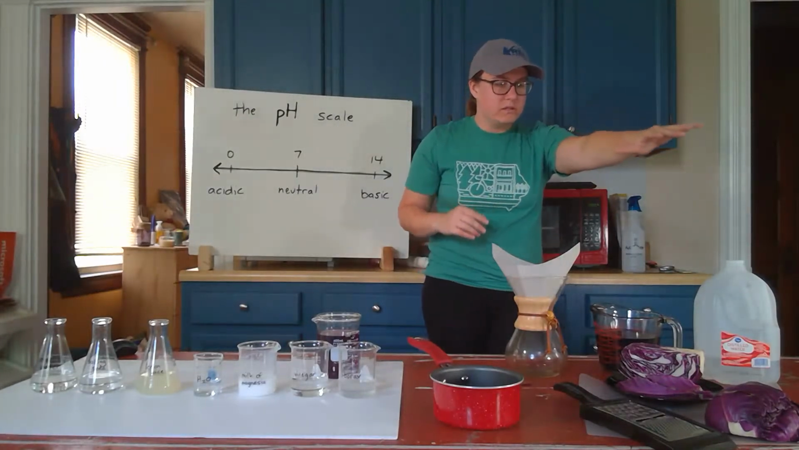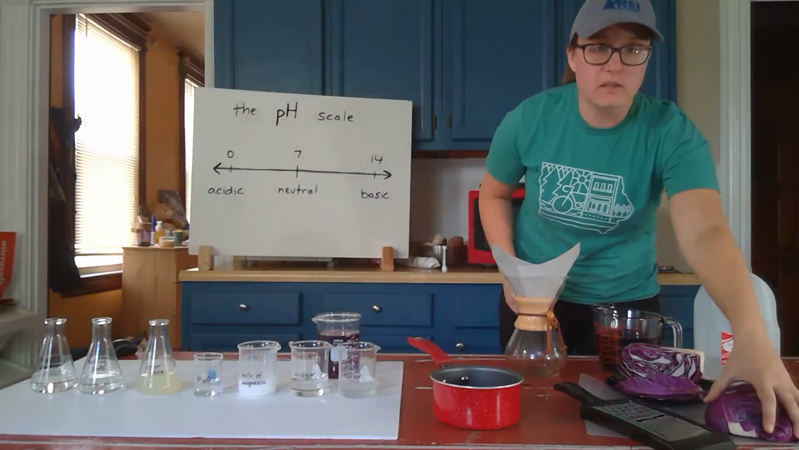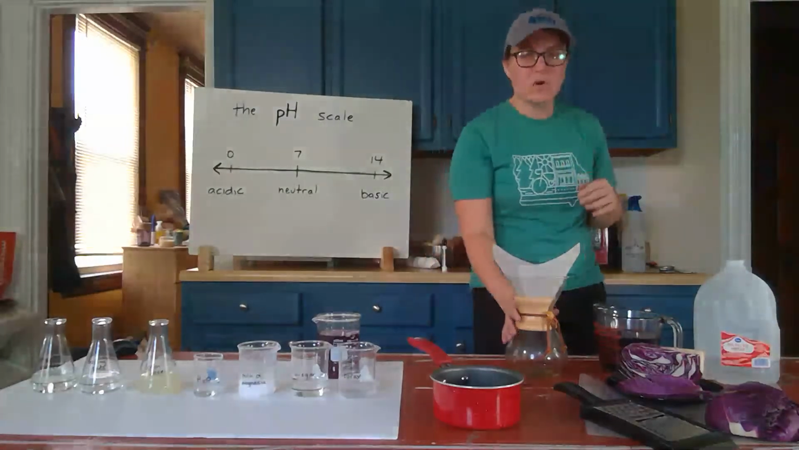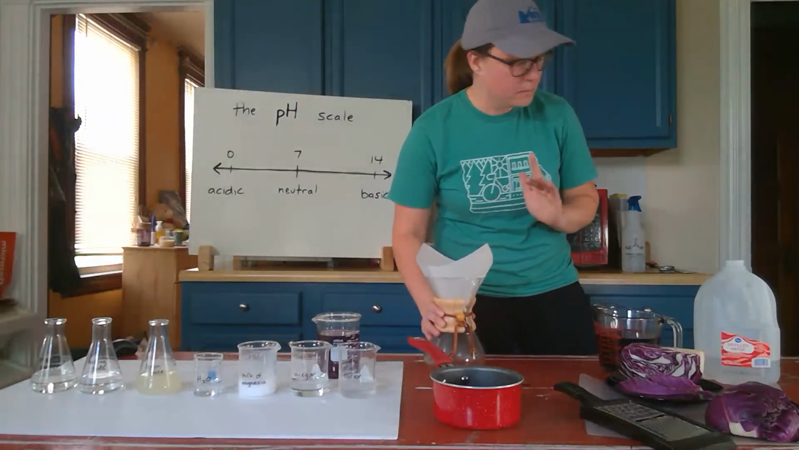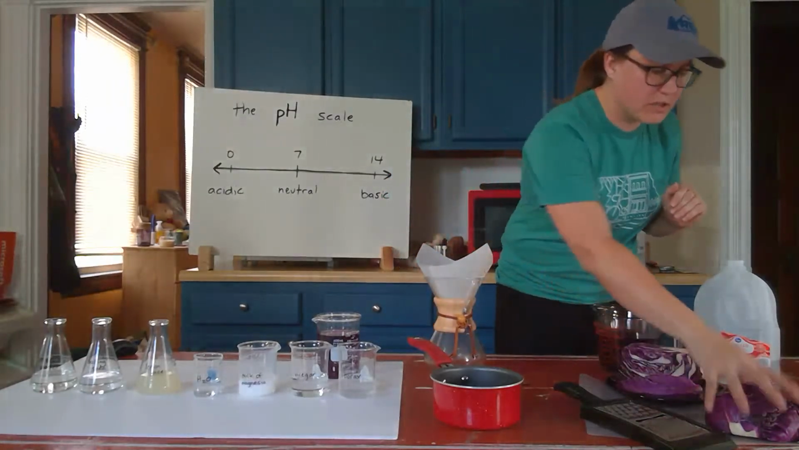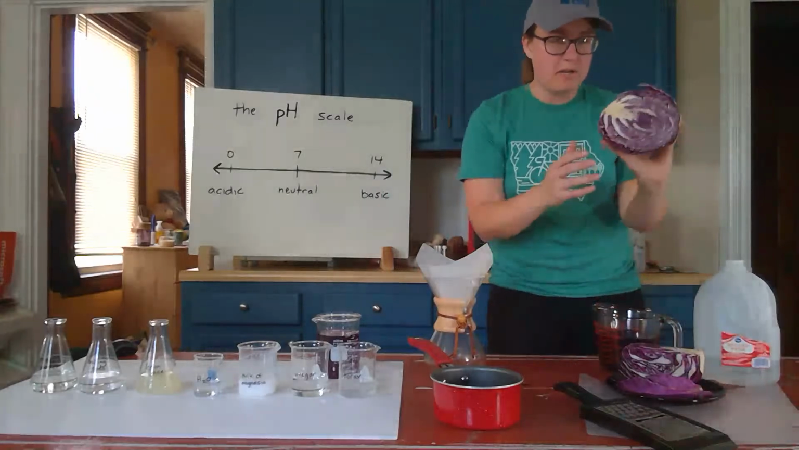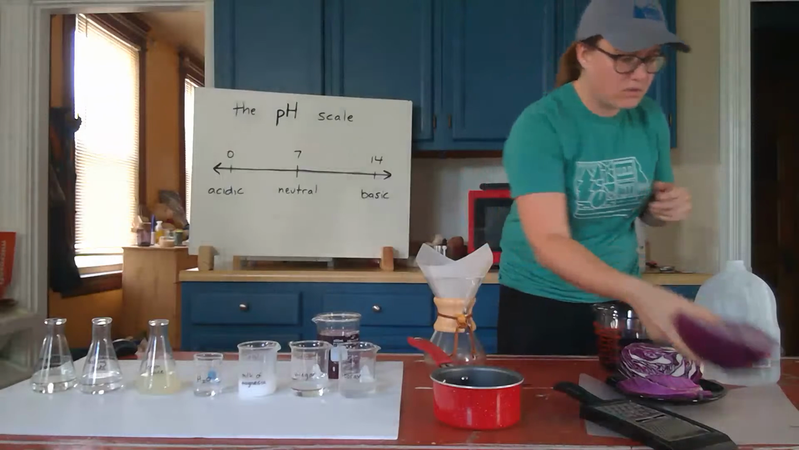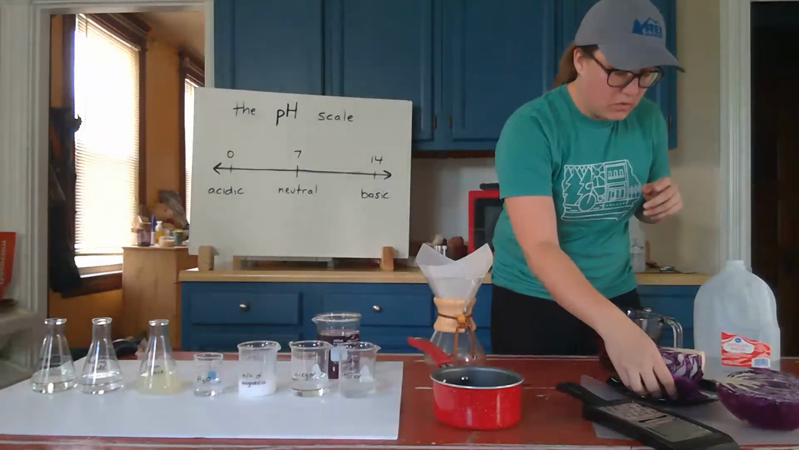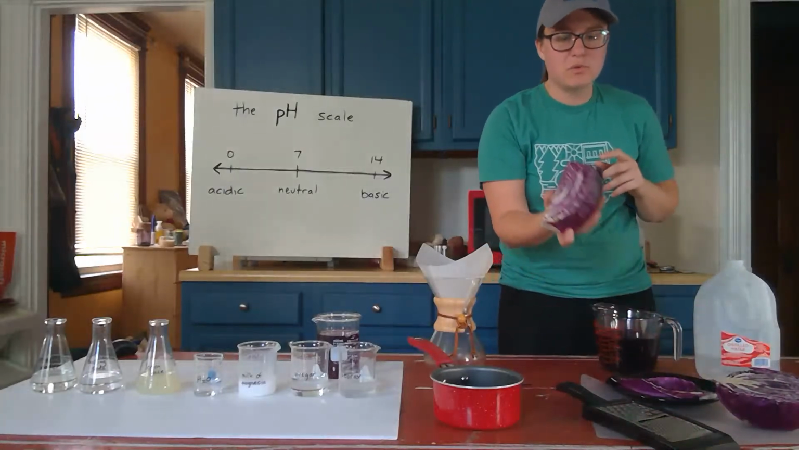I'll take the red cabbage and show you how you can go about making your indicator solution. You want to first start with probably cutting your cabbage into smaller pieces. It's pretty cheap at the store. And then you can cut it into maybe a more manageable chunk.